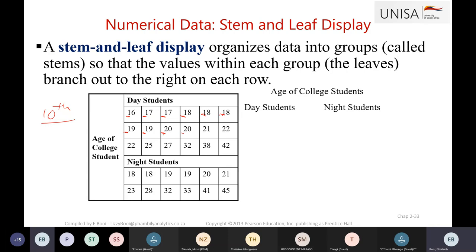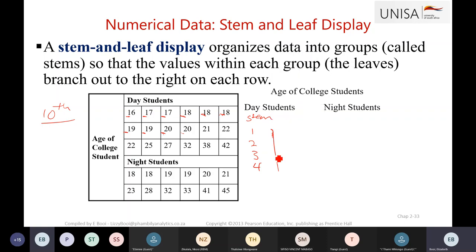So when we create a stem and leaf plot, we need to look at the values that look similar. We can see that the stems are 1, 1, 1, 1, 1, 1, 1, and then we have 2, 2, 2, 2, 2, and then we have 3, 3, and then we have 4. So we're going to create one entry for each stem: 1, 2, 3, and 4. Then we're going to create the leaves.